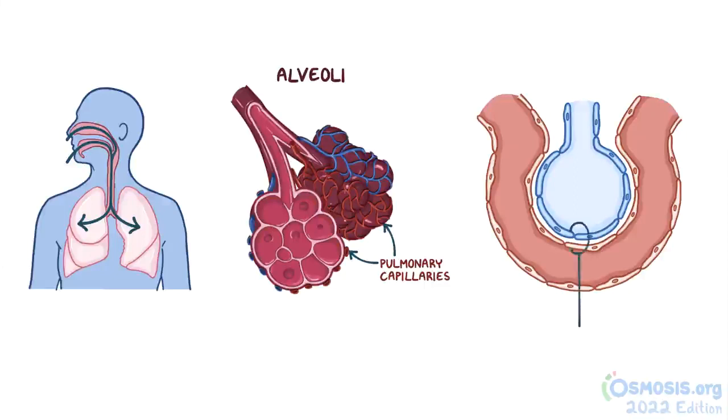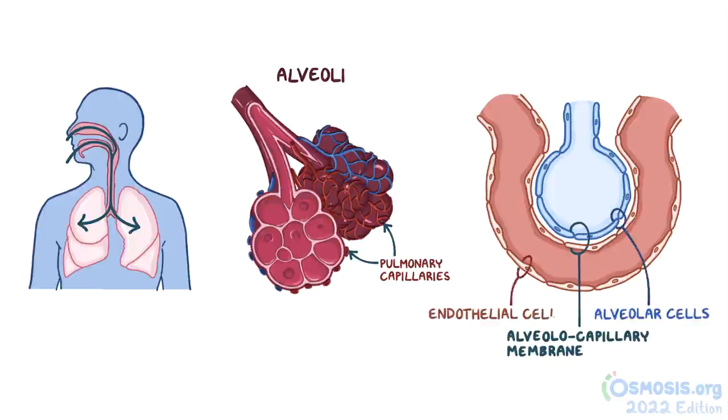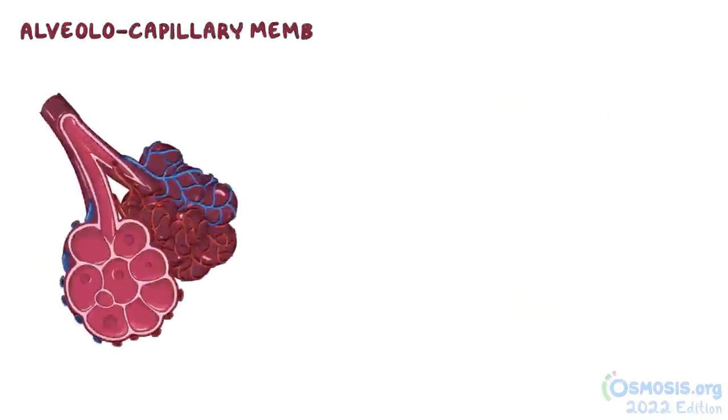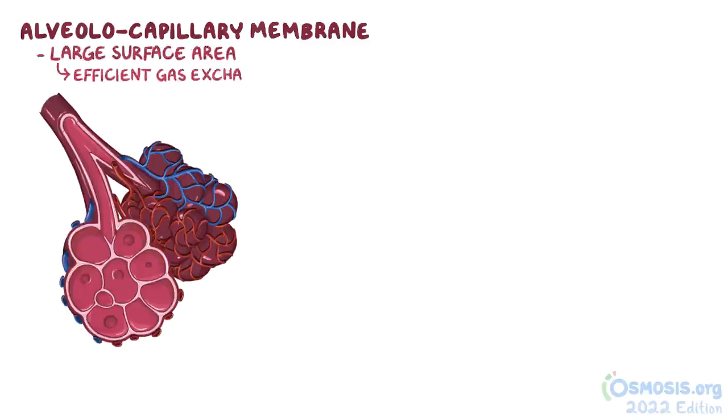Now, the important role in this process belongs to the alveolo-capillary membrane. That's where the layer of alveolar cells lining the alveoli meets the endothelial cells that make up the pulmonary capillary. And this is where gas exchange happens. With that in mind, let's just say that when it comes to the surface area of the alveolo-capillary membrane, bigger is better, because a respiratory membrane with a large surface area has more gas to diffuse across it in a given period of time, leading to a more efficient gas exchange.